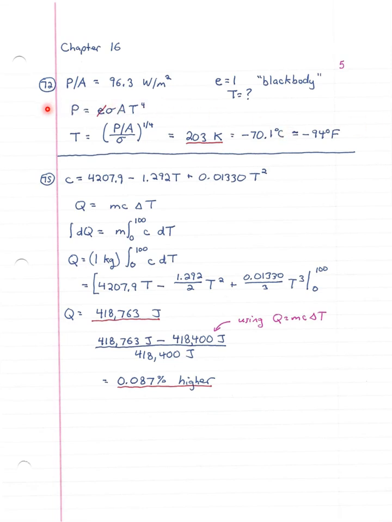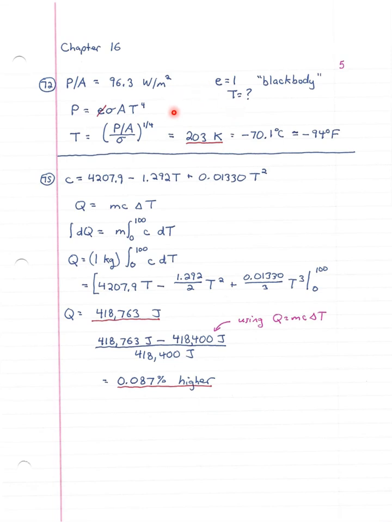Well, we're given the flux, and if you don't know or remember what flux is, you can tell by the units that it gives. It says watts per square meter. So you can gather just from those words alone that it's power divided by area. So that's power over area, 96.3 watts per square meter. We want to know the temperature.